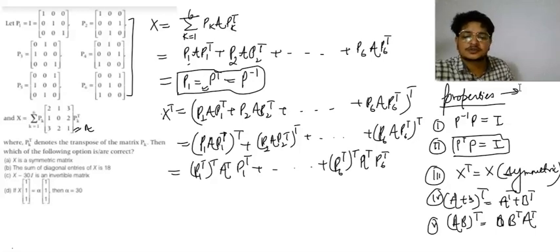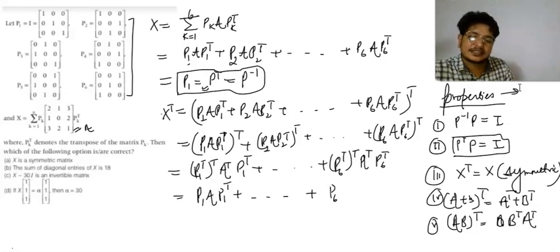Now P1 transpose transpose is equal to the same P1, and A transpose, if I transpose it, gives A. So I write P1 A P1 transpose, going up to P6 A P6 transpose. We can see that this and this are the same, which means it is equal to X. So from the third property we can say that this is a symmetric matrix.